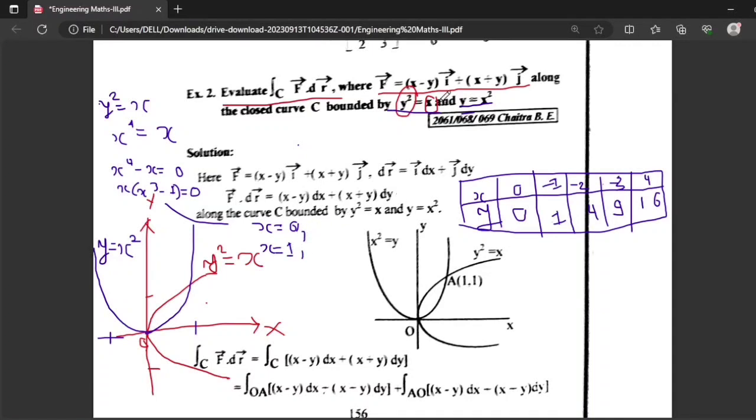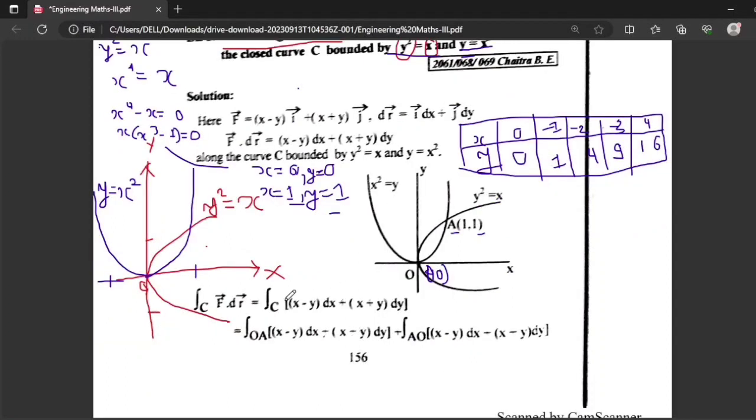When x equals 0, y equals 0. So when x equals 1, y is 1, and when x is 1 in this equation also, y is 1. So this point is 0, 0, which is O, and this point is 1, 1.